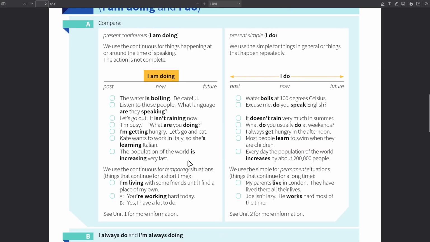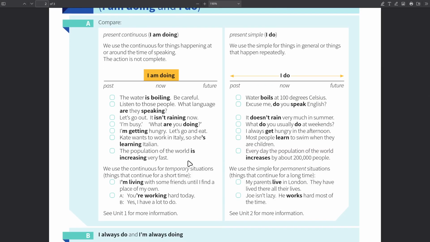So we use the continuous for temporary situations, things that continue for a short time. Okay, for example, I'm living with some friends until I find a place of my own. I'm living with some friends until I find a place of my own, right? We are describing a temporary situation, right? I'm living with some friends just for a temporary period. No, it's not forever, or it's not something that is constant, okay?